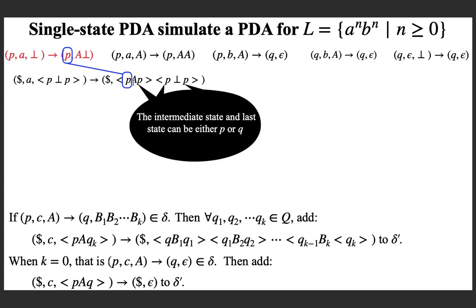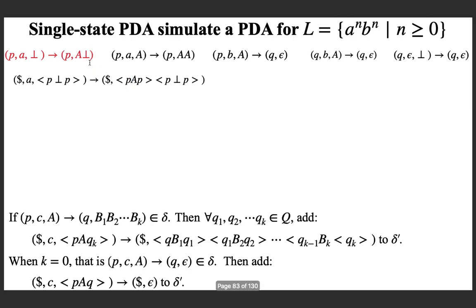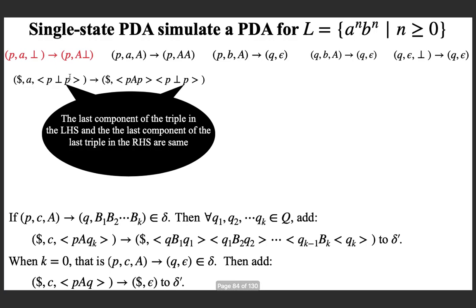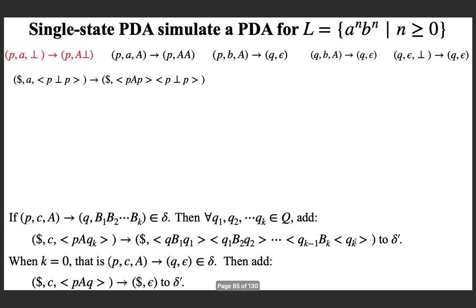And why you are getting two triples? Because two symbols are there in the RHS. And also note that whatever be the last state here, that will be the state that you need here. QK is same as this, is what I am telling. And these are what we know.